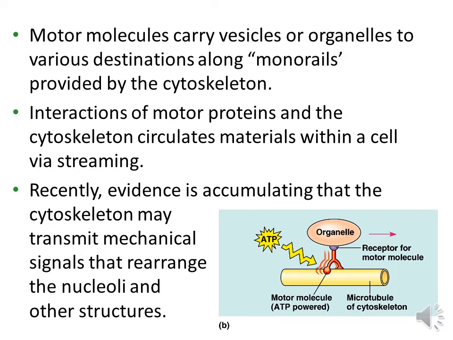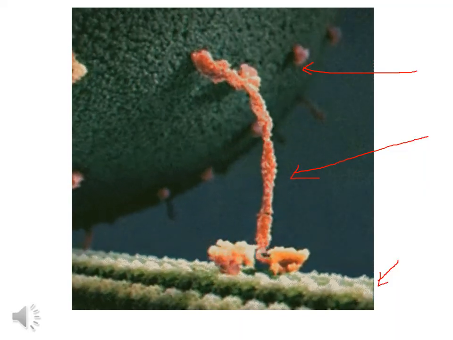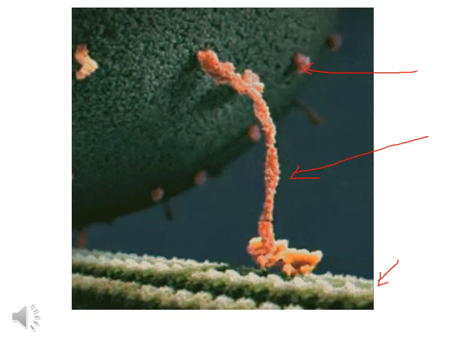Evidence is accumulating that the cytoskeleton may transmit mechanical signals that rearrange nucleoli and other structures. Cytoskeletal rearrangement can result in the rearrangement of nucleoli and other structures. This is a representation of how the motor proteins move through the cytoskeleton.